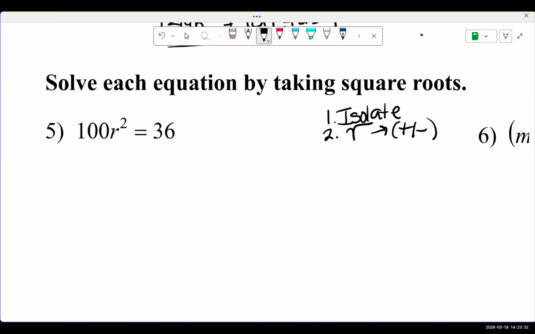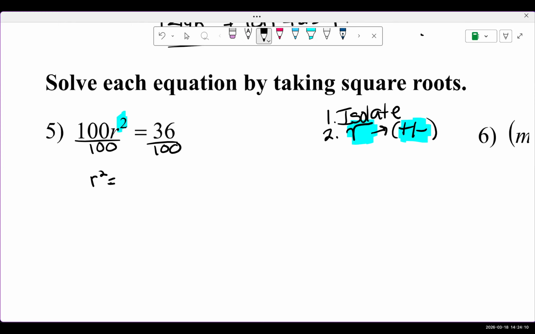Number 5. So we're going to isolate the squared term, the variable, and then we're going to take the square root. And because I have an exponent of 2, I'm expecting two answers. That's when the two answers appear after I take the square root. Okay, so let's divide by 100 to isolate the variable.